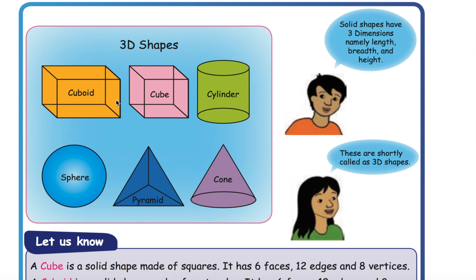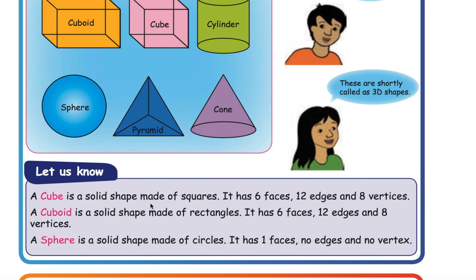This one is cuboid. When length and breadth are not equal, then it becomes cuboid. This one is cube when every side is equal. Length, breadth, height all are equal in a cube. This one is cylinder. This one is sphere. This is called pyramid, and this one is called cone.